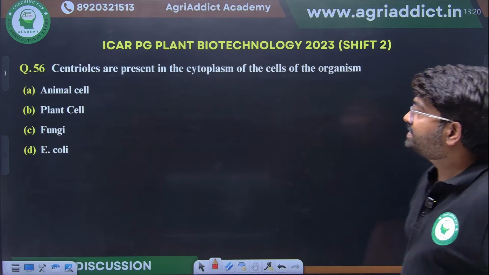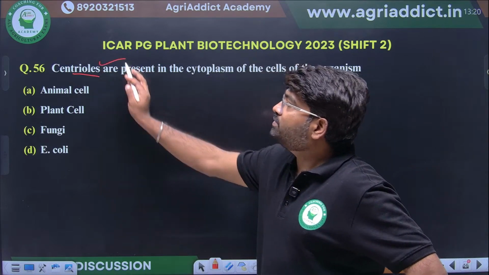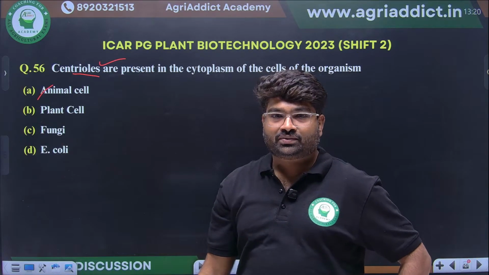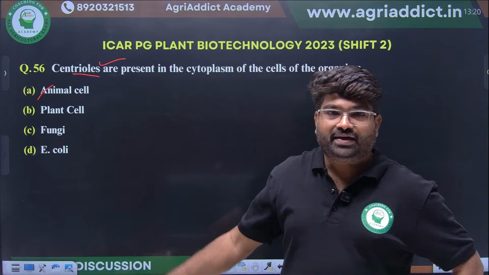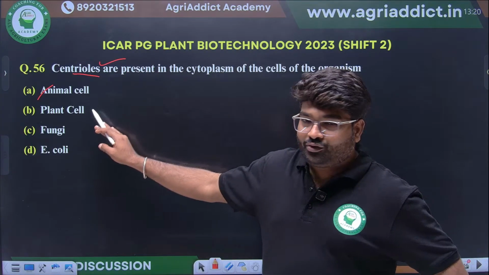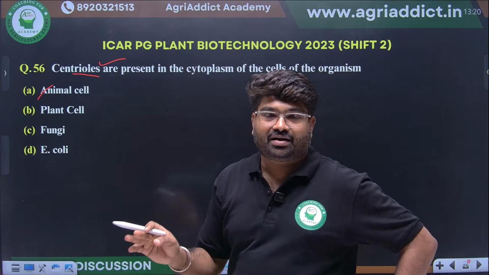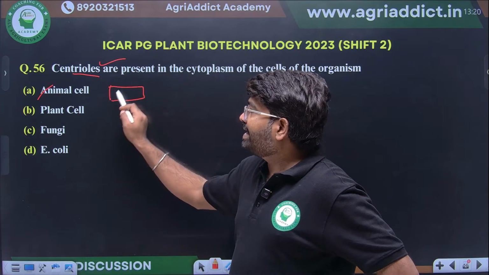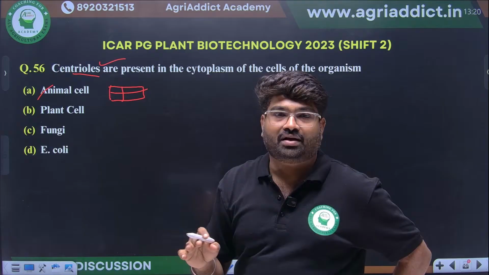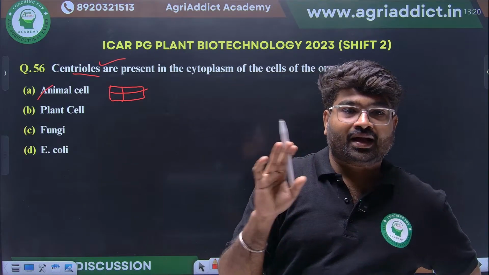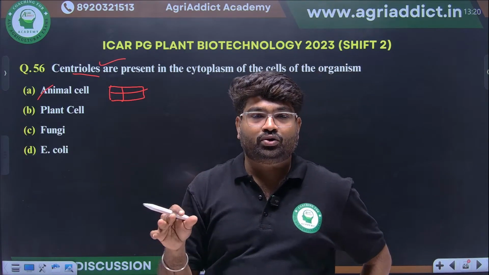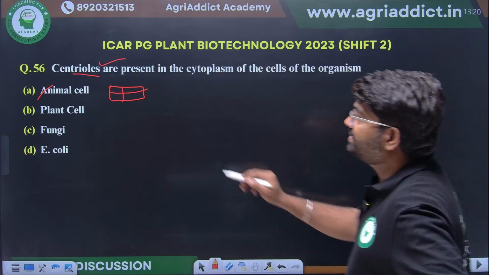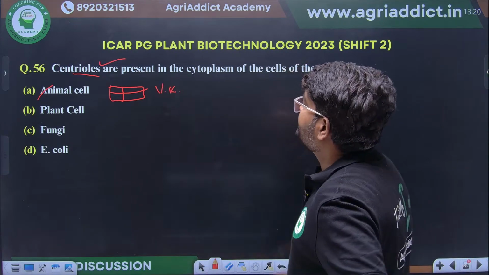Next, centrioles. This we know, centrioles will be present only in animal cells. This is a direct, simple question. In VK Jain, in the first unit itself, they have given the plant cell organelles. In the differentiation table, there they have given the specific organelles present in plant and animal cells, and the organelles common to both eukaryotes and prokaryotes. You just go through that. It is in the fundamentals book of VK Jain.